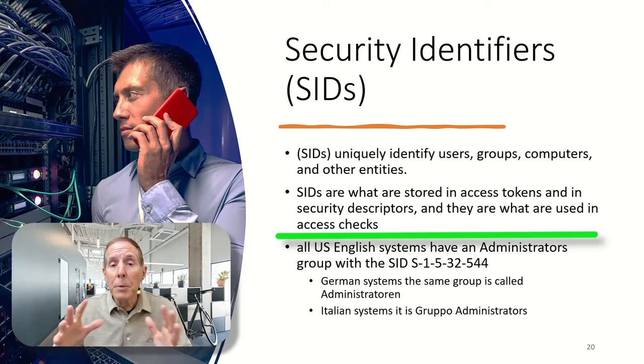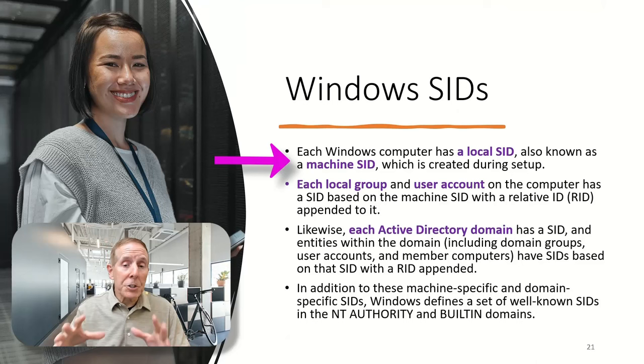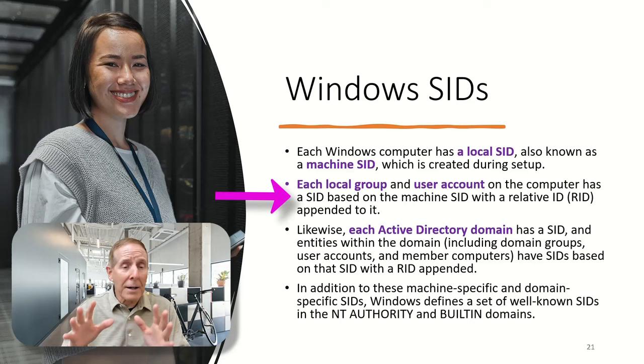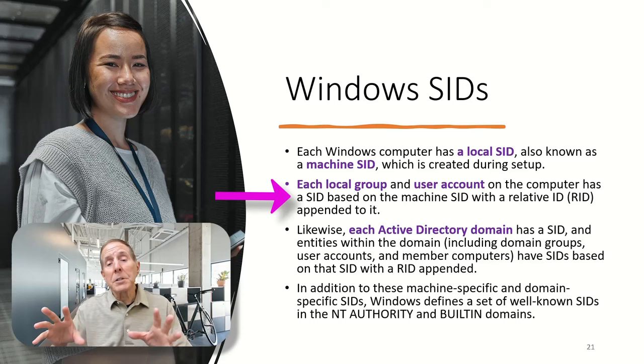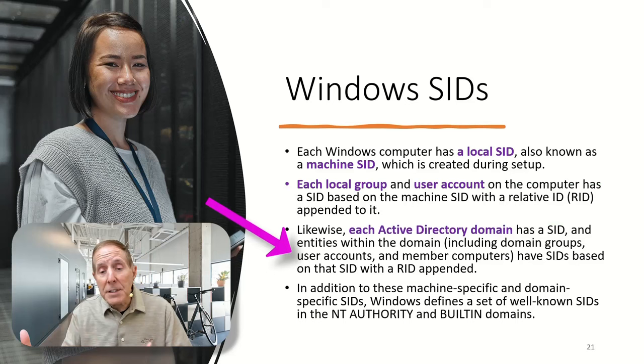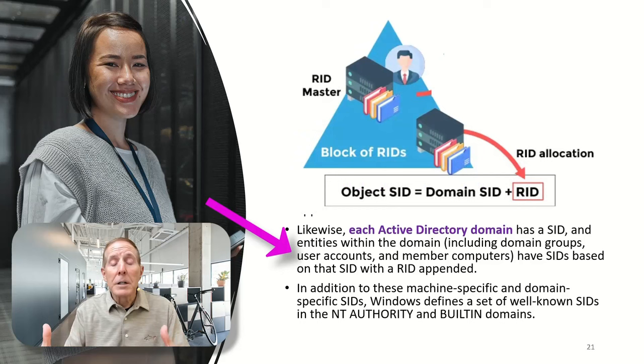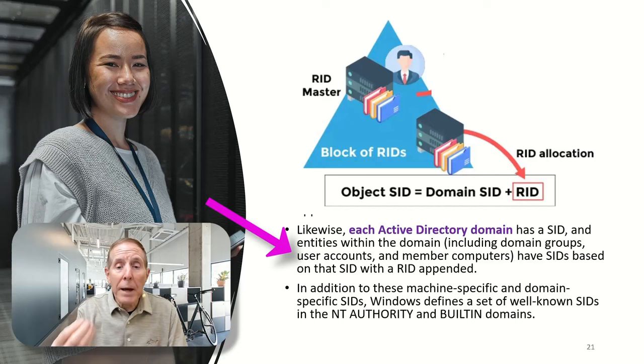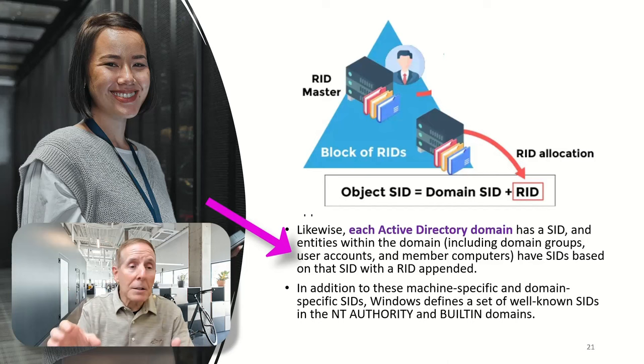Every copy of Windows has a local SID, known as a machine SID, which is created during setup. Local groups and user accounts all have this complex assigned number. We also get this concept of a relative ID, or a RID. Active Directory has a SID. It also has a special role for its domain controllers, the RID master, so that in Active Directory, all the SIDs that are created can be appended with this special numeric value from the RID master. So SIDs are very important in Windows.